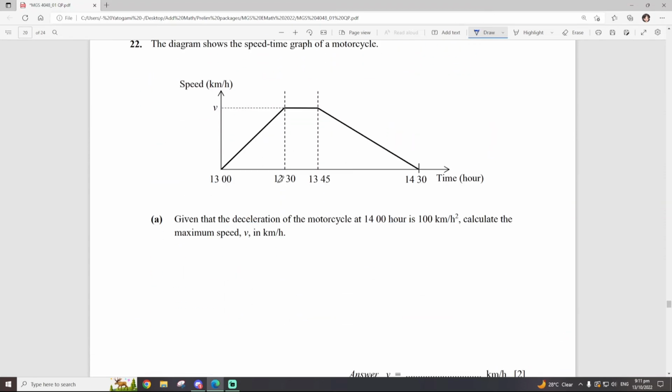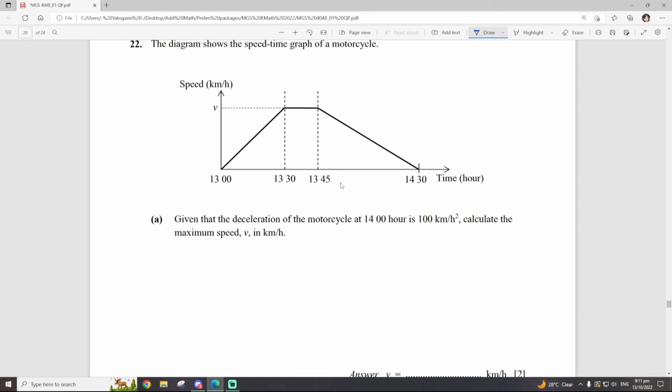The diagram shows the speed time graph. Given the deceleration at 1400 hours is 100 km per square hour, calculate the maximum speed. Okay. So when you see a gradient line on a speed time graph, a straight line, it means the acceleration or deceleration is actually a constant. So that's the gradient. So it's between 1345 and 1430, right?